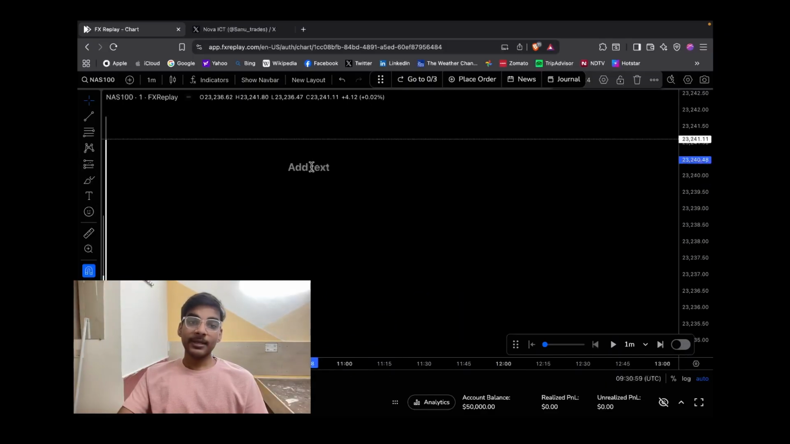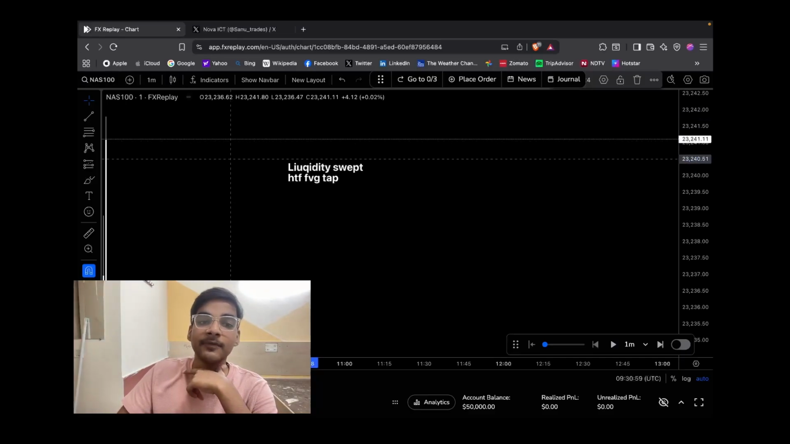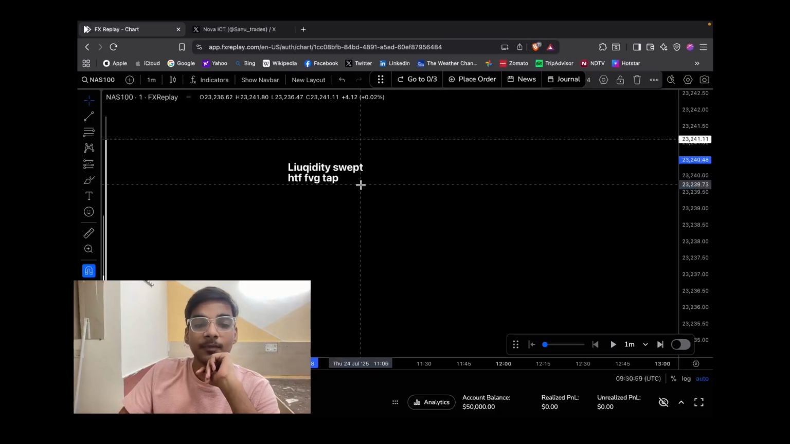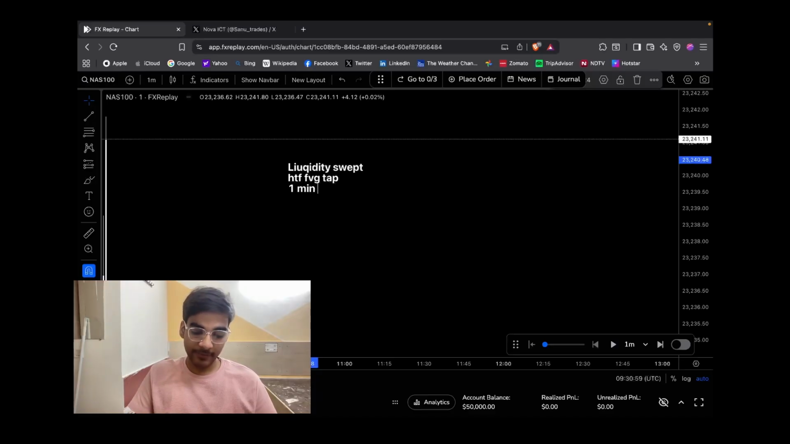So guys, the main element of this strategy is liquidity. So we need to know where the liquidity is, and we will take the trades after the liquidity is swept. So first thing is liquidity, and then there must be a higher time frame fair value gap tap. Once price taps the higher time frame fair value gap and there is a liquidity sweep, then we are good to go. Then we will look for our trades. We will switch to lower time frame. I usually go to 1 minute time frame, and we will look for inversions. If there are SMTs, then it is better, because it will become a higher probability trade.